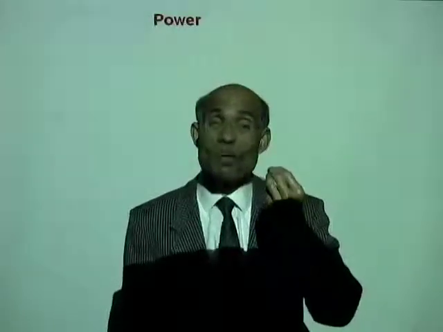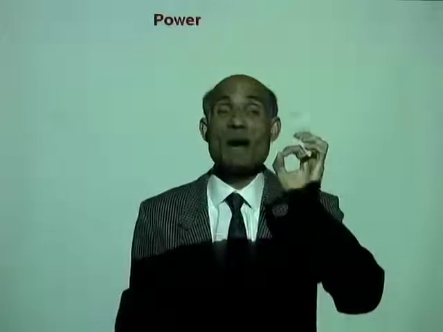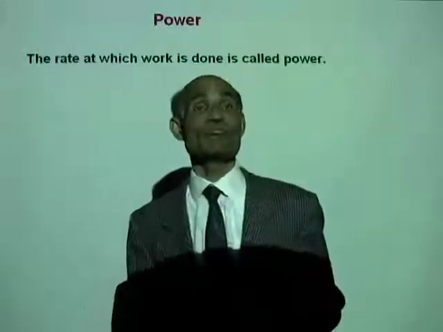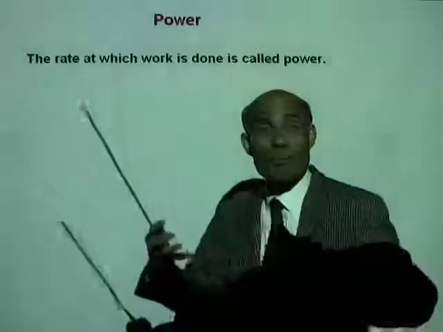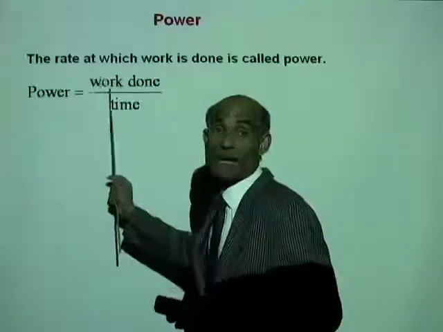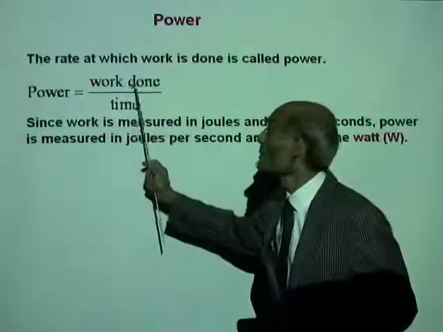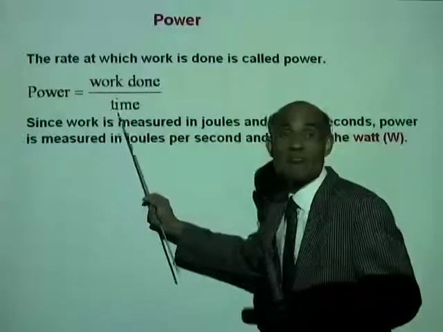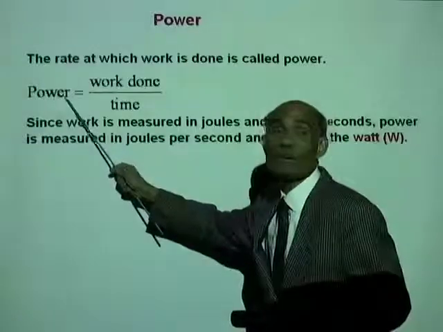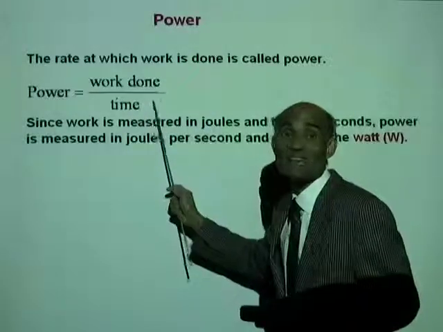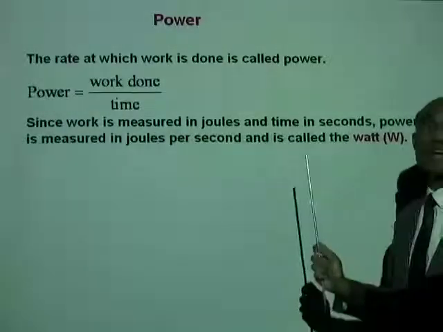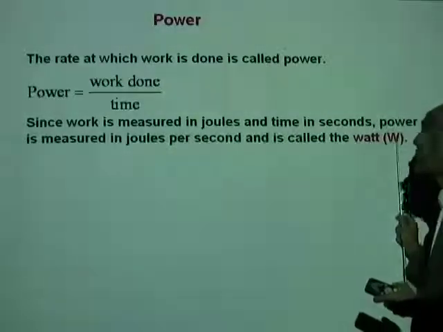Now, who is more powerful? You see, if a person is more powerful, that person can do the same amount of work in less time. So, how do we define power? Power is the rate of doing work. The rate at which work is done is called power. And you can calculate power as work done divided by the time taken. What is the unit for measuring power? Work is measured in joules. Time is measured in seconds. Therefore, power is measured in joules per second. And joules per second is called a watt, and we represent that by the uppercase W.